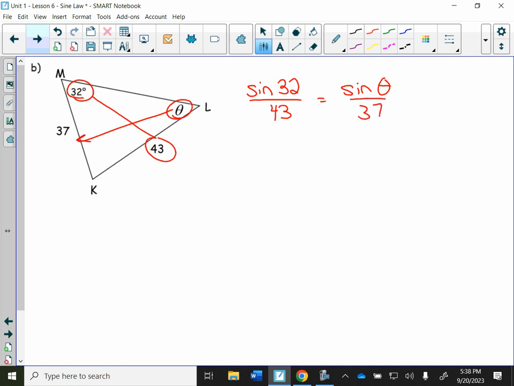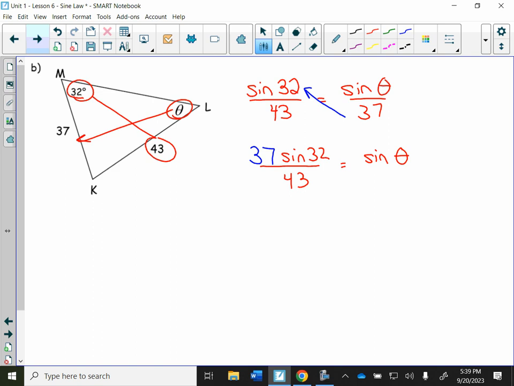And I ask myself two questions. Inverse or cross multiply? Well, I want an angle, so I need an inverse. But to be able to take an inverse, I want the word sine or cos or tan, the function, by itself. And right now it says divide by 37 underneath it. So we're going to do, this is the tricky part here, a partial cross multiply. To get rid of the 37, I'm going to bring it up and multiply. So it's going to be 37 times the sine of 32, all divided by 43, leaving just sine theta by itself on the right-hand side.